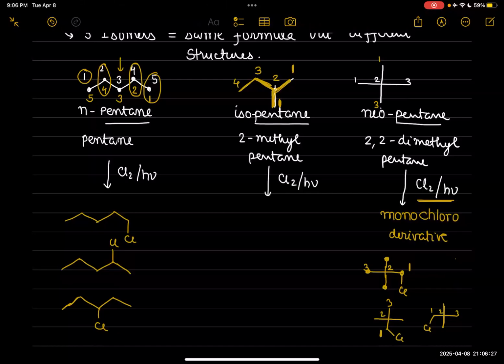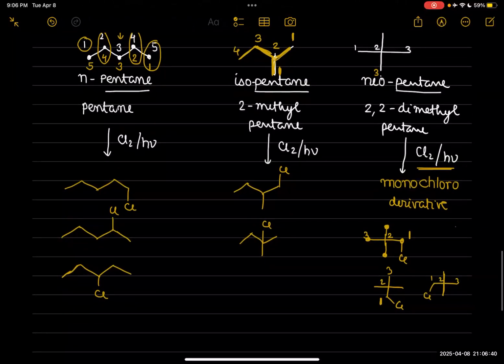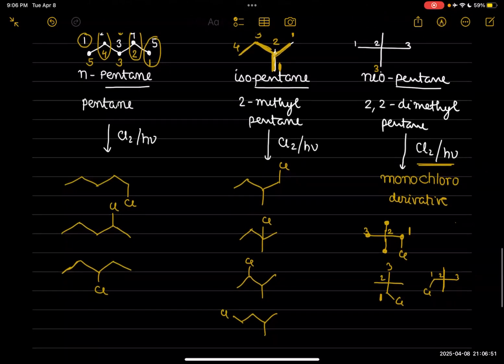So I can put the bromine here, or the Cl if I'm doing chlorine. I can put the Cl on this carbon atom. There is one hydrogen on the second carbon. I can put it on the third carbon atom, and I can put it on the fourth carbon. Is that clear? So I'm going to get 4 different monochloro derivatives. Got it?